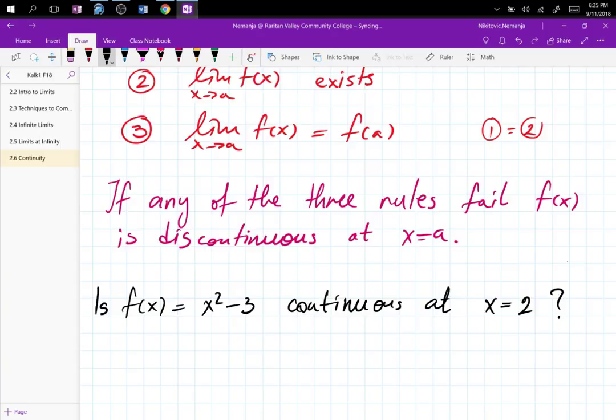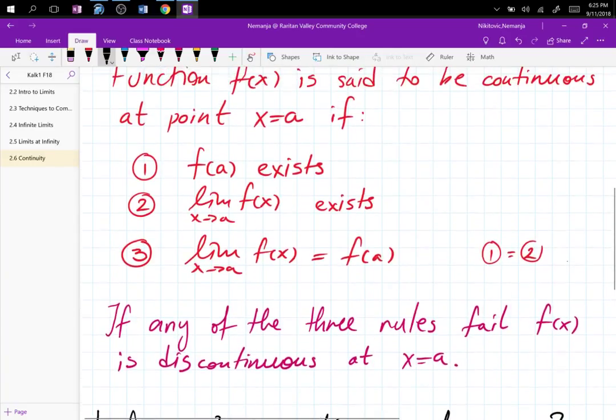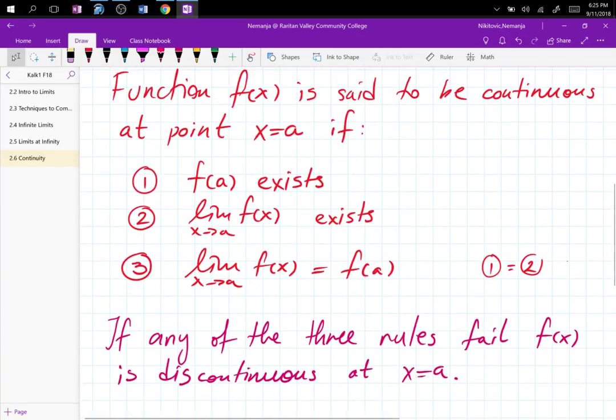I forgot the word is. So is f of x equals x squared minus 3 continuous at x equals 2? Well, run the three rules. Make sure they apply. This is what I said. Do not play with fire, study examples.